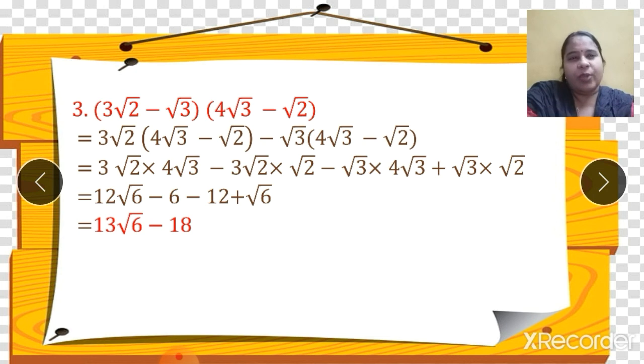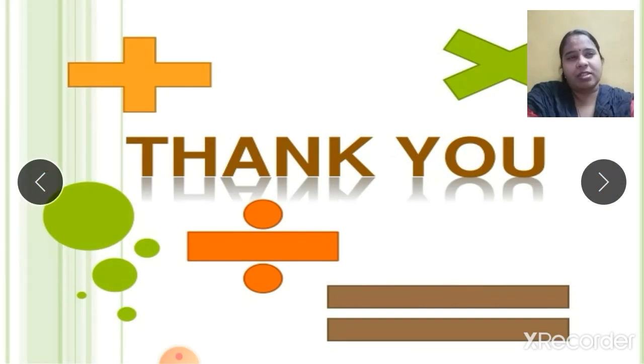Okay. So I hope you have understood today whatever we have done. What are the 2 things that we have learned? One is rationalizing factor, how to rationalize the denominator, and second thing is how to multiply by opening the brackets and get the answer. So with this I end the session here.